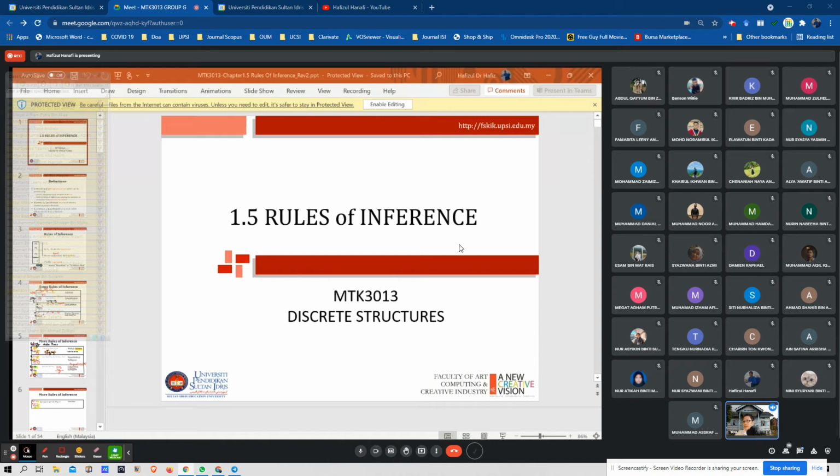Okay, the rule of inference is known as inference rules. A logical form guide consisting of premises or hypotheses. Yang ni dia ada premises and hypothesis.